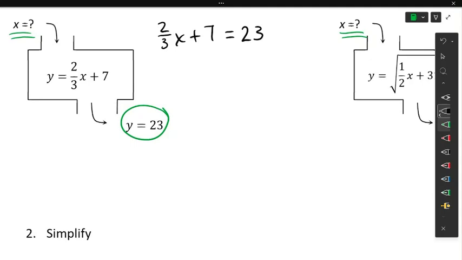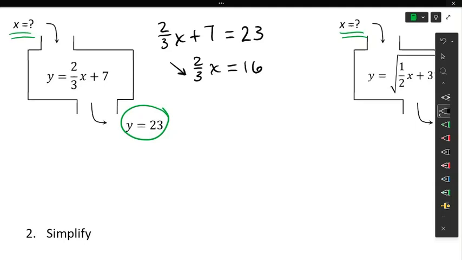So this equation becomes 2/3 times x is 16. And the next thing I'm going to do is use that thing we've talked about this chapter, fraction busters. I'm going to get rid of this fraction. You can see here's a denominator of 3. I want it to go away. So I'm going to multiply both sides by 3.